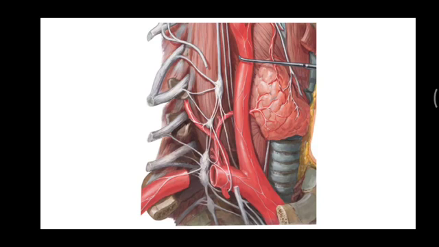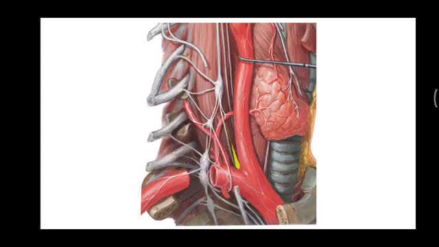Now let's see the branches of the middle cervical ganglion. They are lateral and medial. The lateral branches are going to supply the C5 and C6 spinal nerves. This is the branch to the C5 and this is the branch to the C6 spinal nerve. Then come the medial branches. The medial branches include branches to the thyroid and the heart. The thyroid branches form a plexus around the inferior thyroid artery and reach the thyroid gland.